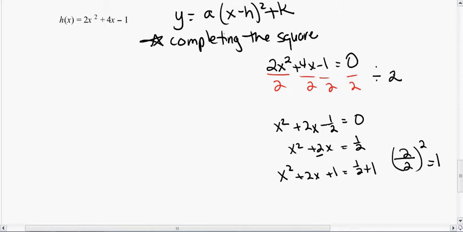Now I've got a perfect square trinomial, really easy to factor over on the left. X squared plus 2x plus 1, when it's factored, becomes (x plus 1) squared. And remember, the magic number that we created ends up being the number inside the parentheses, so you can always just jump right to that step. Over on the right-hand side, I've got 1/2 plus 1, which is just 3/2.